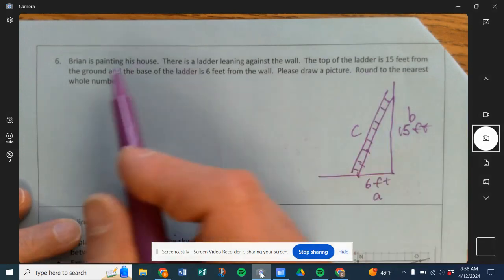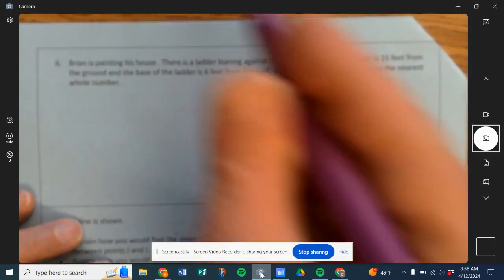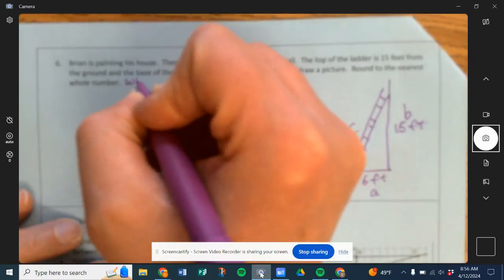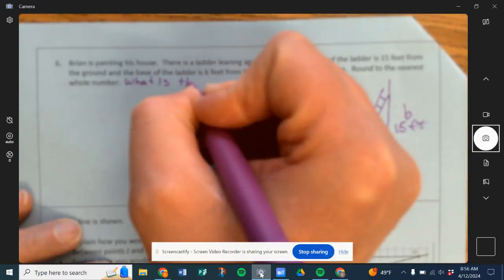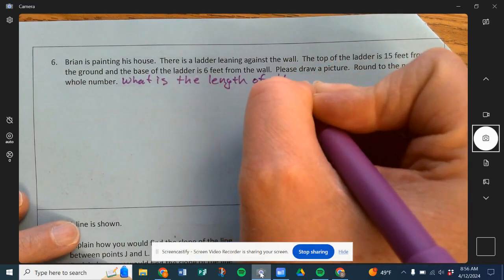The top of the ladder. You know what I forgot to add here? I forgot to add what is the length of the ladder, because you would need the actual question for that, right? Sorry, guys.